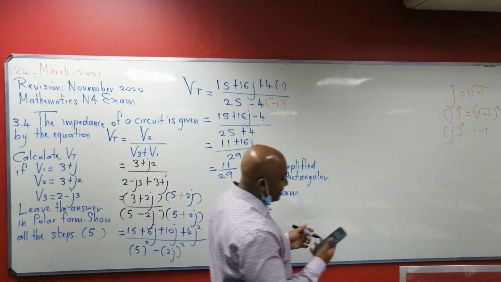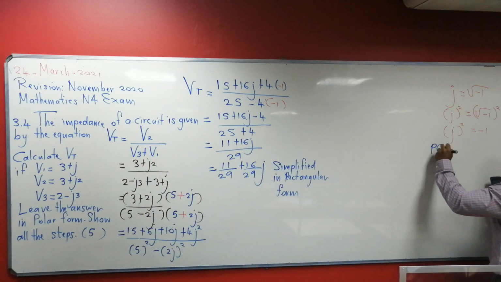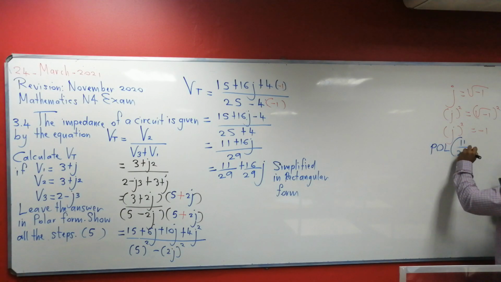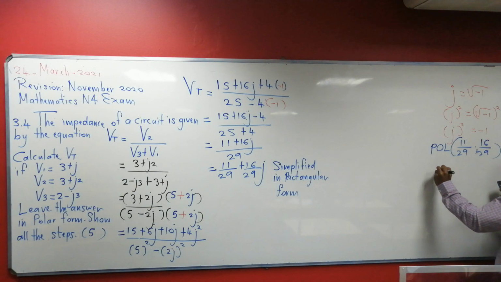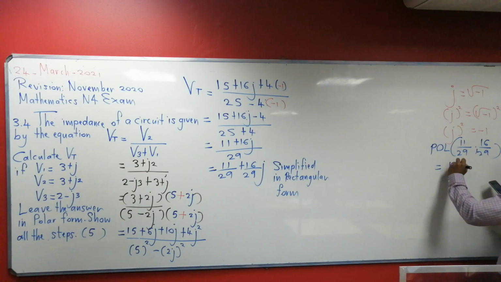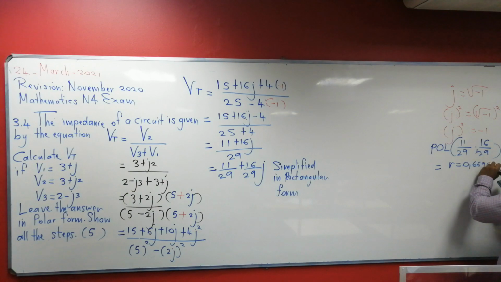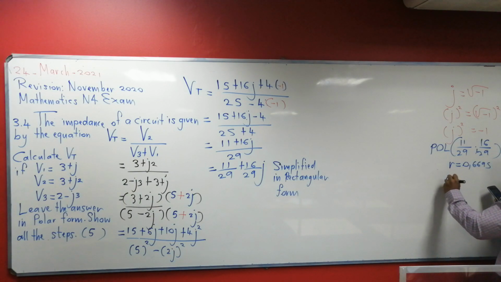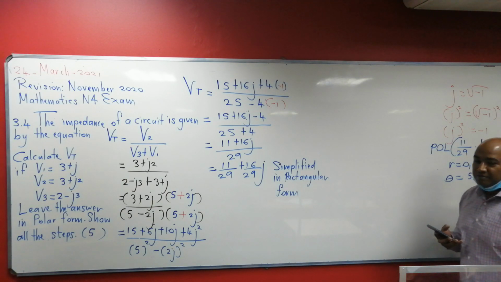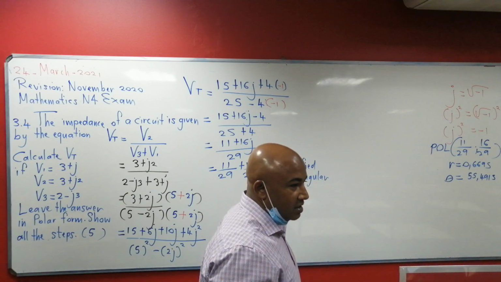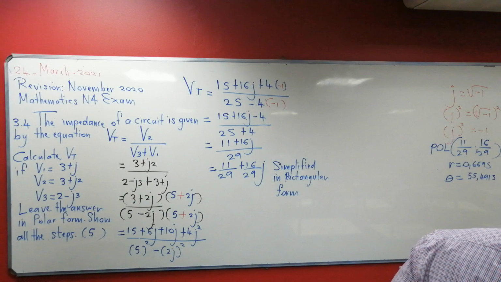Okay, so on the calculator, this is what you are doing. You're going POL 11 over 29, the comma with shift comma and close bracket, and then 16 over 29, and then you press equals, it says R is equal to 0.6695 and theta is equal to, move your arrow to the right to see theta. Theta being 55.491. Right, so that's converting from rectangular to polar.